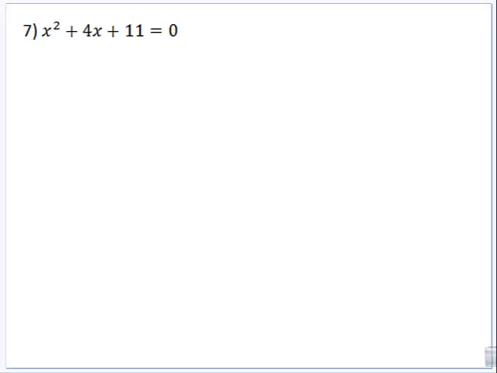So for this example, we have x squared plus 4x plus 11 is equal to 0. Currently, that quadratic is not a perfect square, so we need to subtract the 11 to the other side first so that we can make it into a perfect square. So we will change it to say x squared plus 4x, and we're going to leave a blank spot there so we can add on what we need to add on, is equal to negative 11.